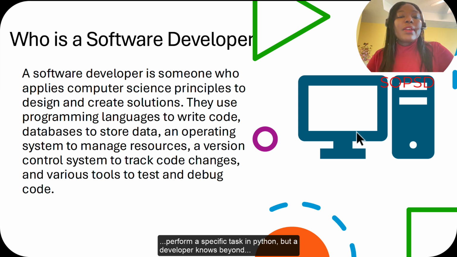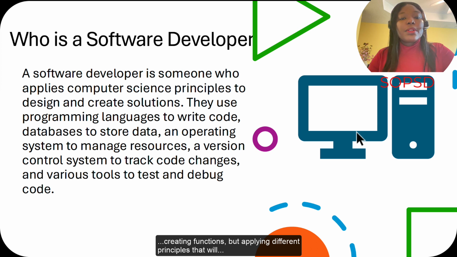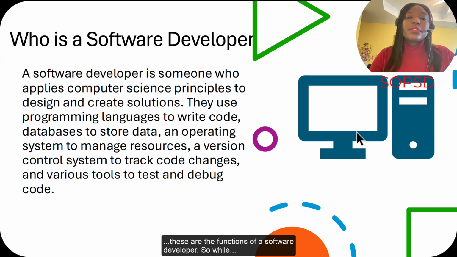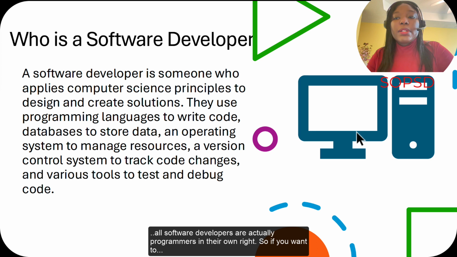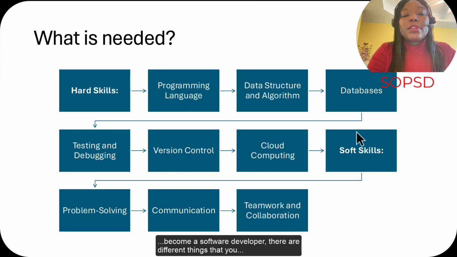Oh, I know how to code in Python, and so I can create functions that perform a specific task in Python. But a developer knows beyond just creating functions, but applying different principles that will help not just to write the code, but how to store and optimize that code, how to manage resources, how to track the code changes, how to test and debug problems. These are the functions of a software developer. So while programmers most of the time graduate into being a software developer, all software developers are actually programmers in their own right.